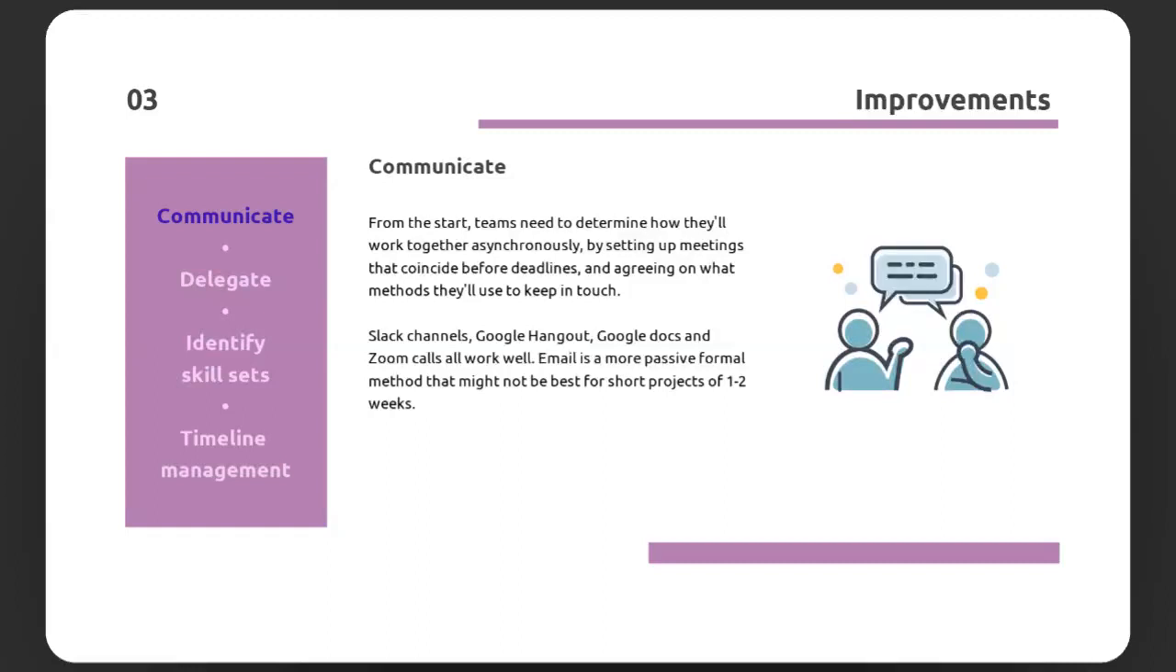First, communicate. From the start, teams need to determine how they'll work together asynchronously by setting up meetings that coincide before deadlines and agreeing on what methods they'll use to keep in touch. Slack channels, Google Hangout, Google Docs, and Zoom calls all work well. Email is a more passive formal method that might not reach people quick enough and might not be best for short projects of 1 to 2 weeks.